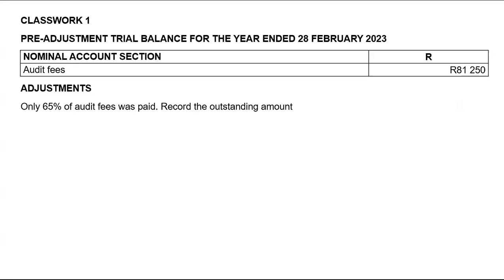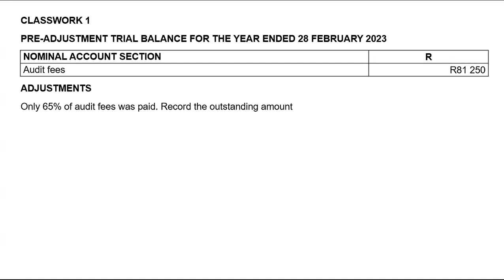Let's check this classwork here. Firstly, audit fees, is it income or expense? It is an expense. So according to this, for audit fees, we have paid 81,250. And then adjustments say only 65% of audit fees was paid. We need to record the outstanding amount.